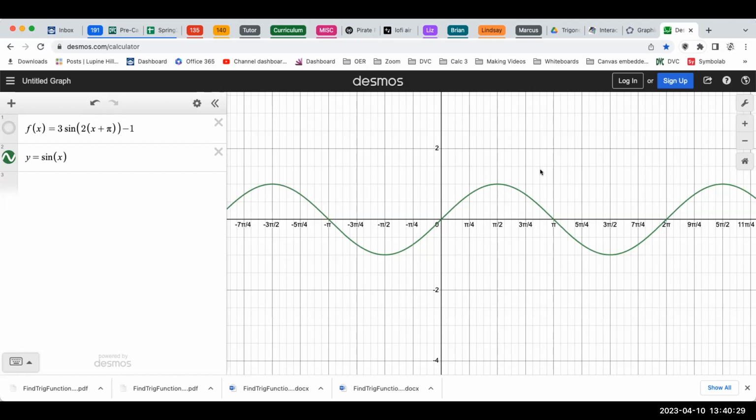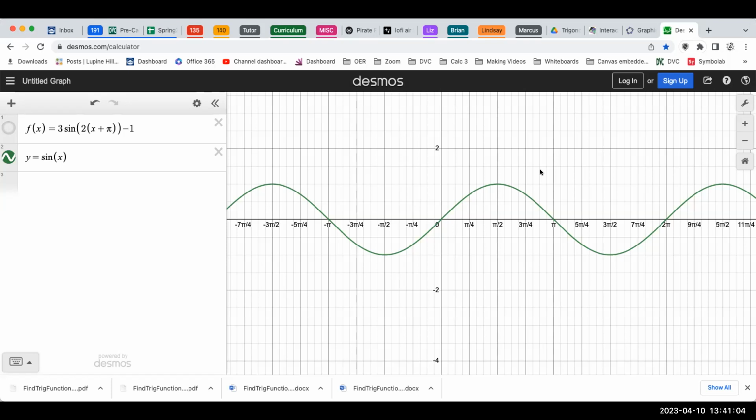What should the 3 do? I'm going to stretch it so that the amplitude is now going to be 3. We're going to do this all on the board, okay? The 2, is it going to widen the period or make it smaller? Because remember, it does the opposite. Everything inside does the opposite. So the period is actually going to be divided by 2. So what will be the new period if it's divided by 2?